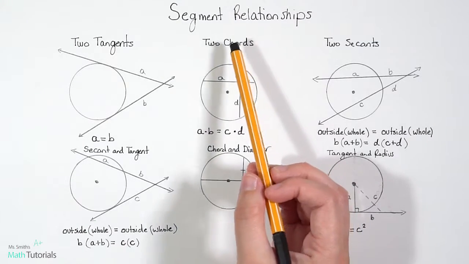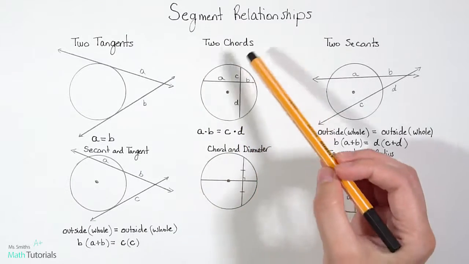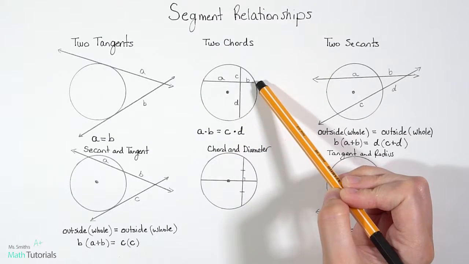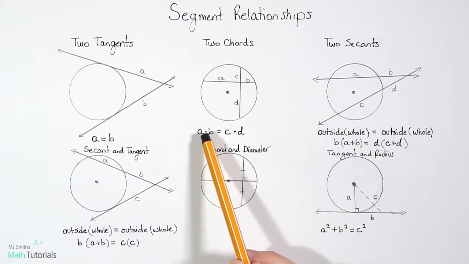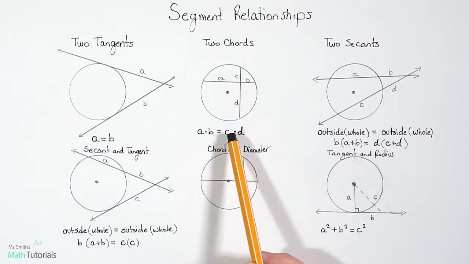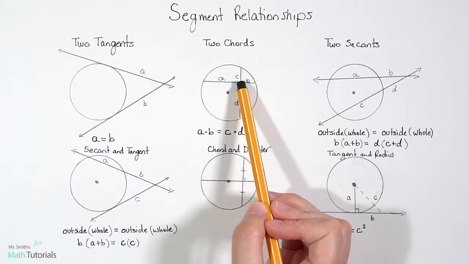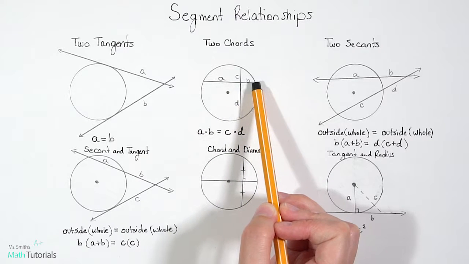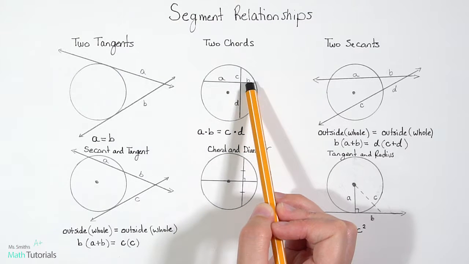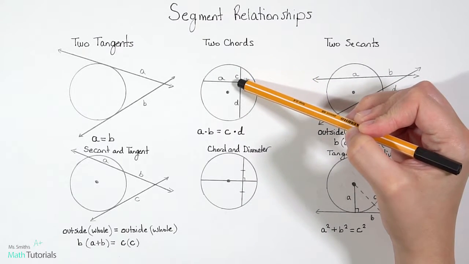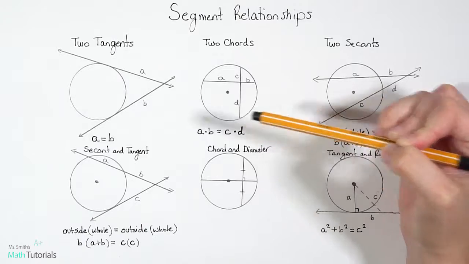The next relationship we'll look at will be two chords. So notice how I have two chords within this circle, and our relationship says that A times B equals C times D. So this part of the chord A times this part of the chord B would be equal to this part of the chord C times this part of the chord D.